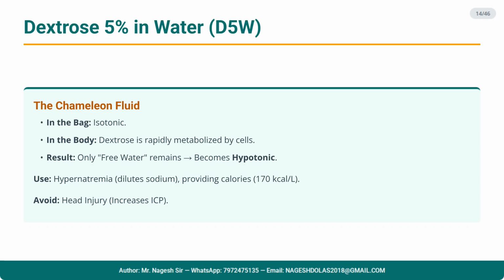Dextrose 5% in water, or D5W, is known as the chameleon fluid. It is isotonic in the bag, but the dextrose is quickly metabolized in the body, leaving only free water. This causes the solution to become hypotonic in the body. It is used for hypernatremia and provides calories, but should be avoided in head injuries.